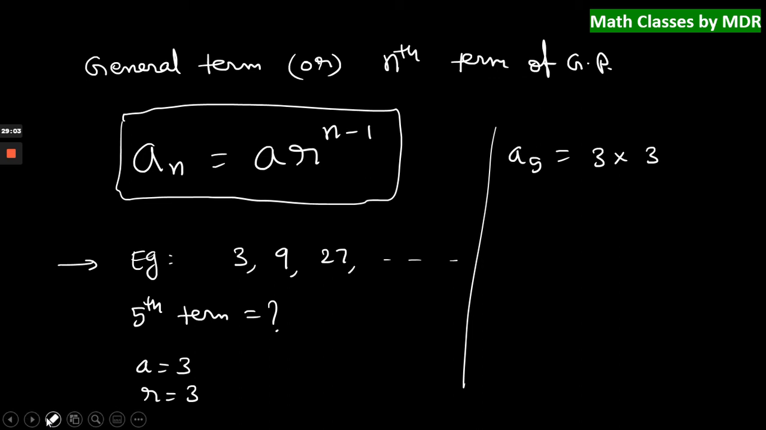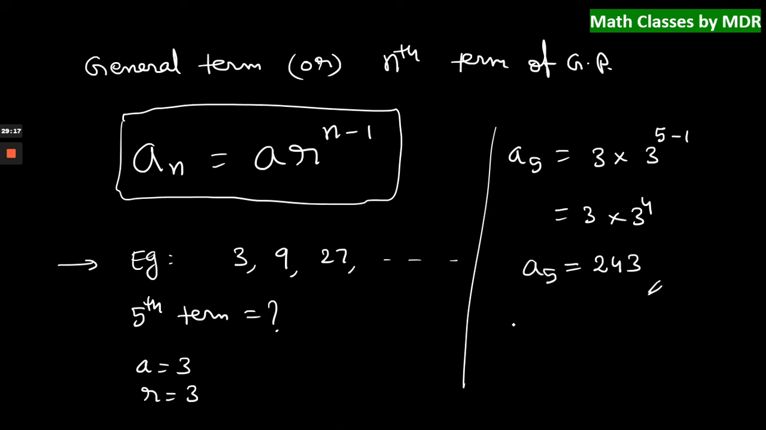So what is the fifth term here? 5 minus 1 is 4, so that is 3 into 3 to the power 4, where 3 to the power 4 is 81, and 81 into 3 is 243, which is the fifth term of the sequence. Like this, you'll be able to find the 7th term, the 70th term, the 100th term. Anything can be determined by using this formula. I hope it makes sense.